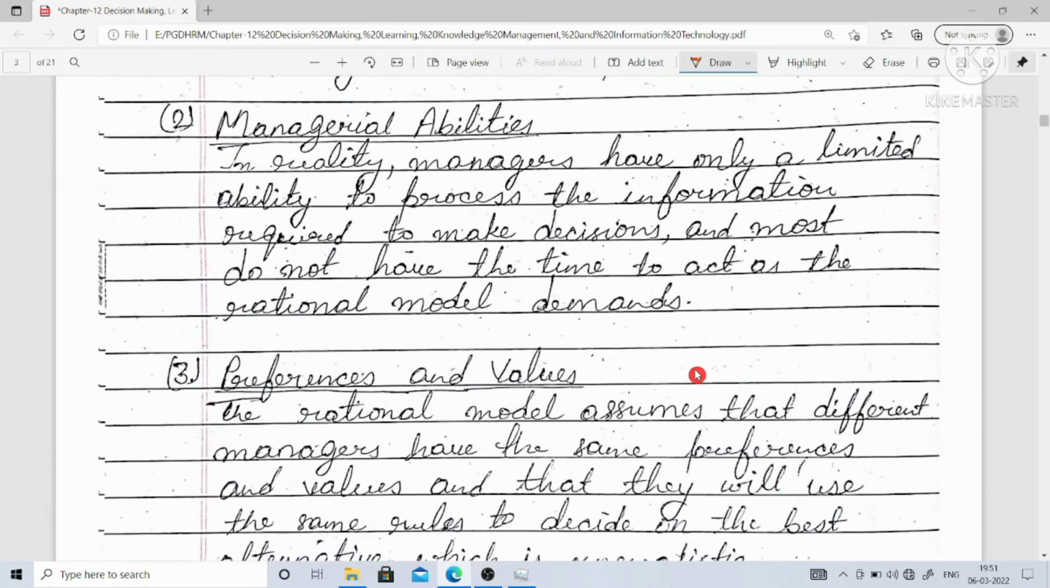Now the second given, managerial abilities. In reality, managers have only a limited ability to process the information required to make decisions. Managerial ability here means the limited ability possessed by managers for making decisions, and most do not have time to act as the rational model demands. So they also have less time, and they are also not able to process all the information.